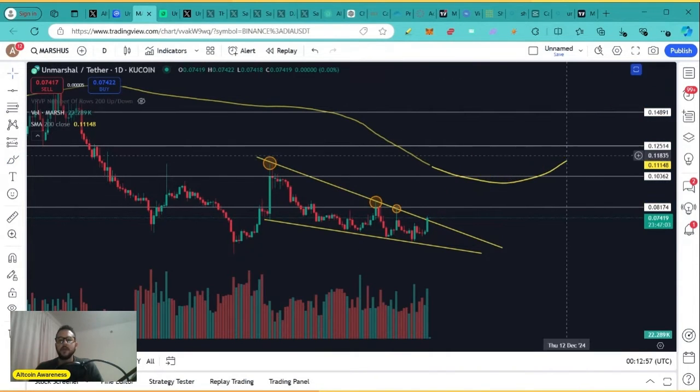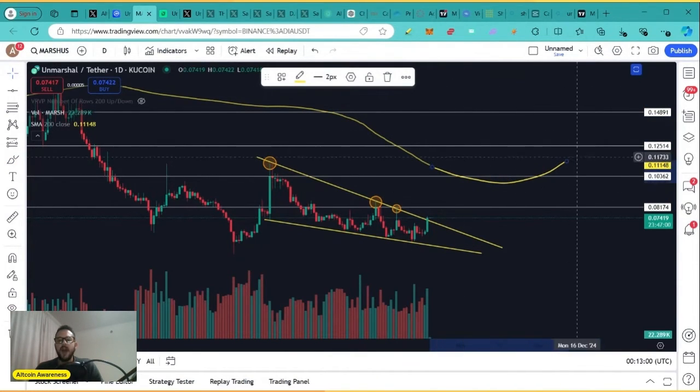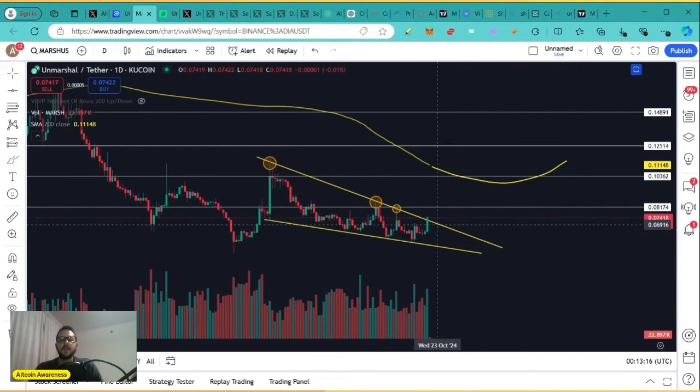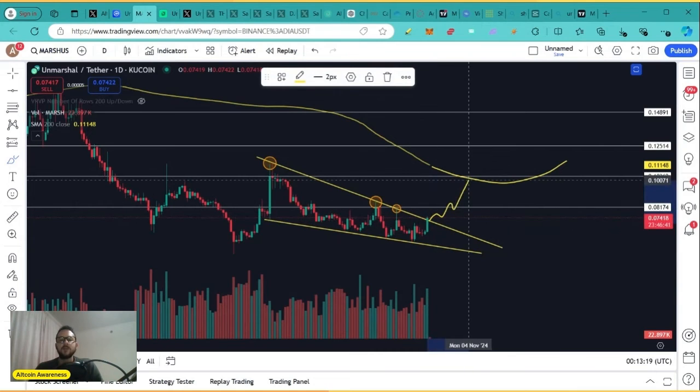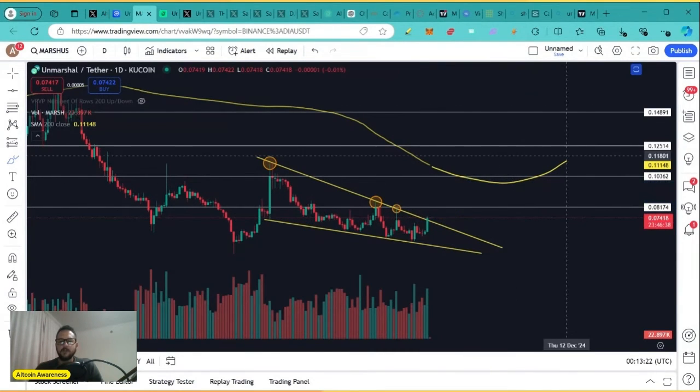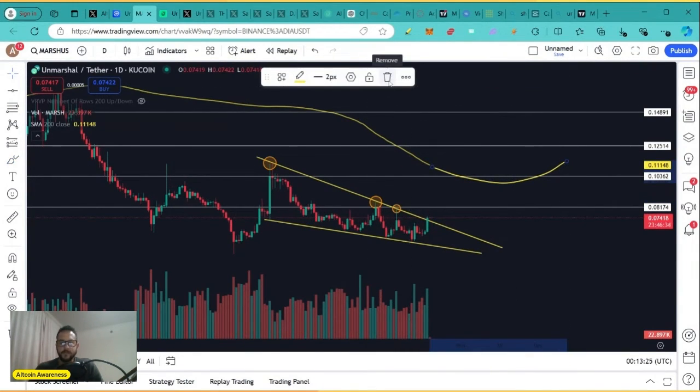So for now, because the 200 simple moving average on the daily works as a magnet, it's very possible that the price action is going to come back here. Now, we don't know if we're going to get a breakout or if we're going to get rejected. But for now, we basically front run the move to the 200 simple moving average. Keep this in your mind. It's very important. The real bullish move, in my view, is going to happen after we break above the 200 simple moving average.